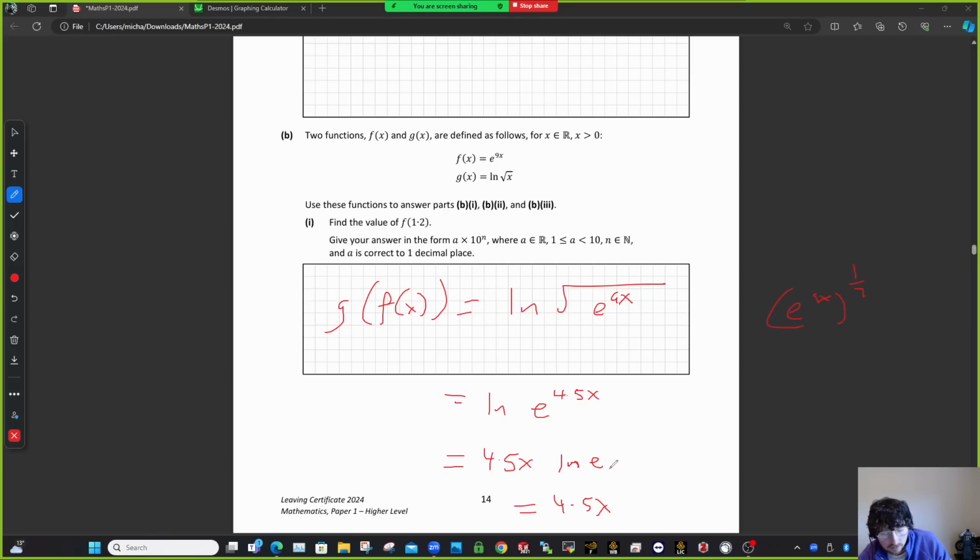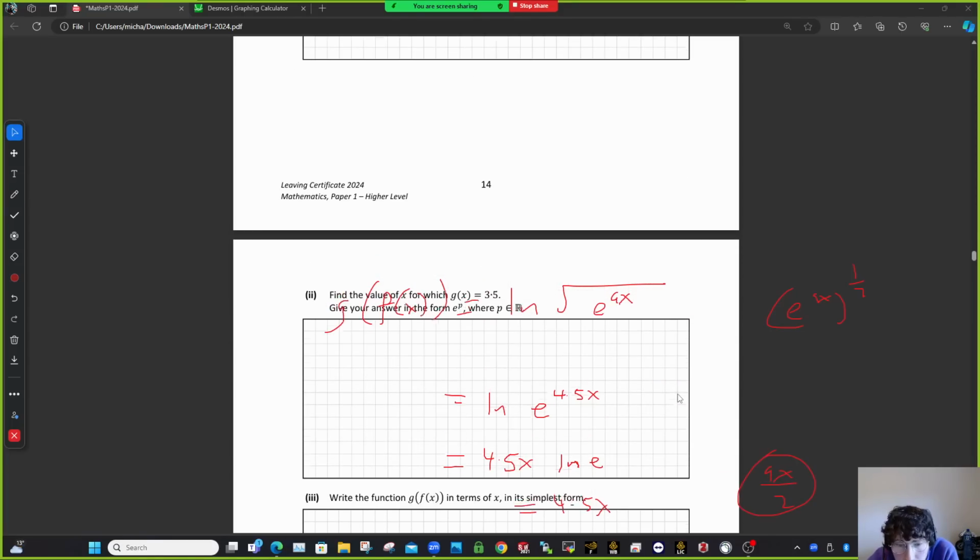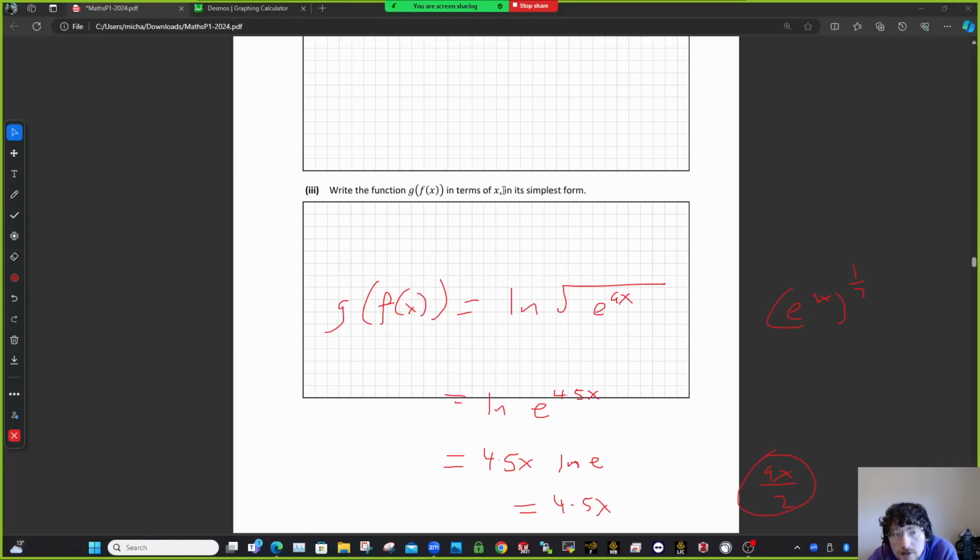Why do I have that there? Yeah. So it's 4.5x. So then you'd write it as 9x over 2, probably a bit neater. In terms of x, so you see the x is still there, so 9x over 2.